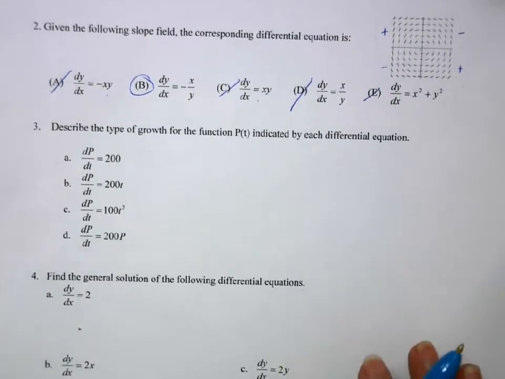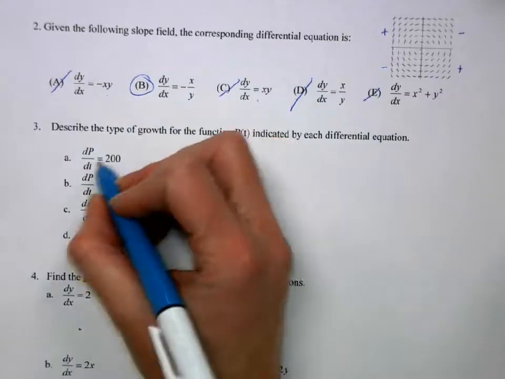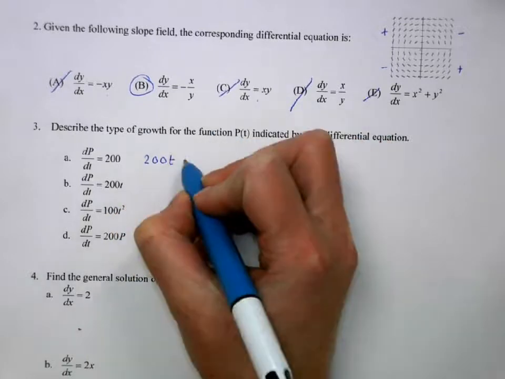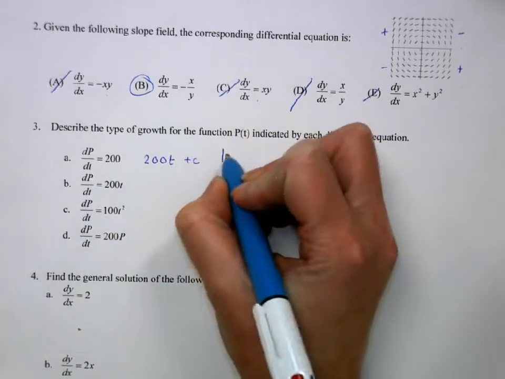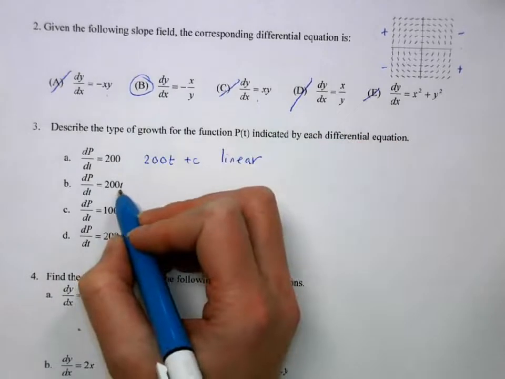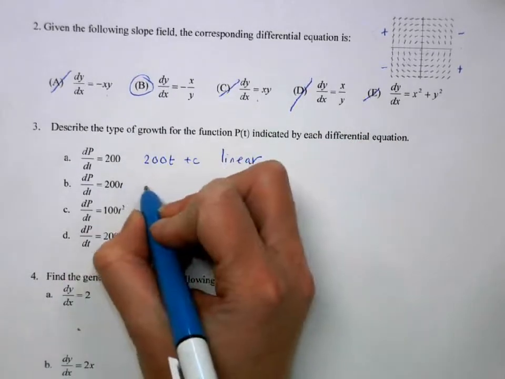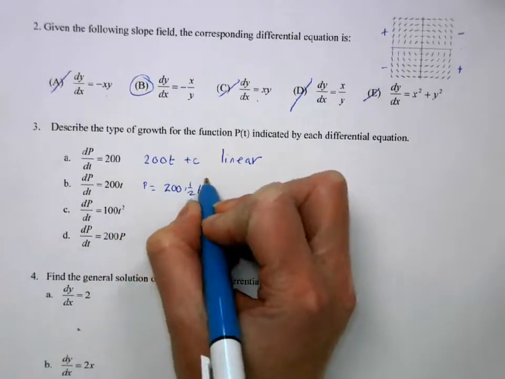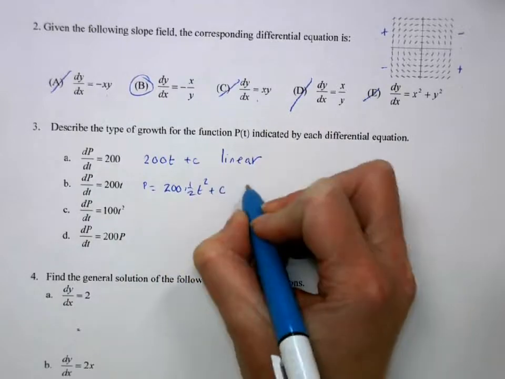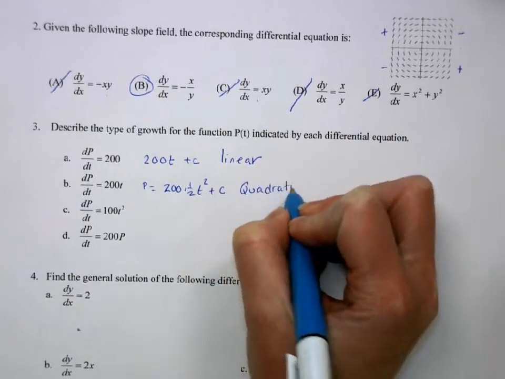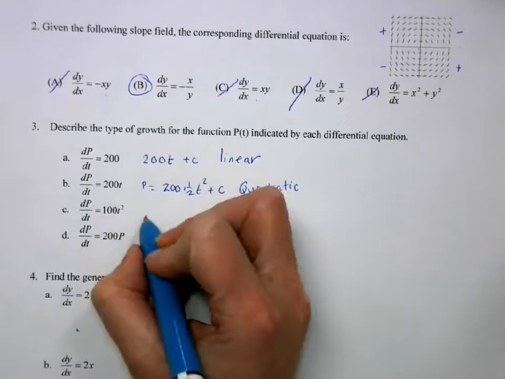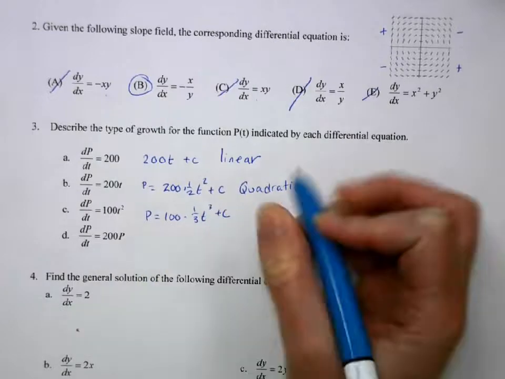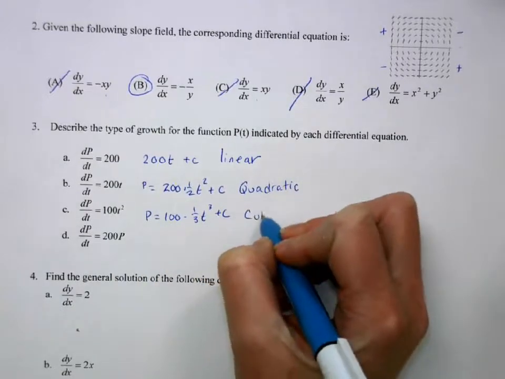This next one, if we look at the solutions to these, if I were to solve this differential equation, we'd get 200t plus c, which is linear growth. This one, if I solved it, it would just be quadratic. So it would be 200 times 1/2 t squared. If I solved this one, it's going to be cubic. It'd be 100 times 1/3 t cubed plus c, which is going to be cubic.